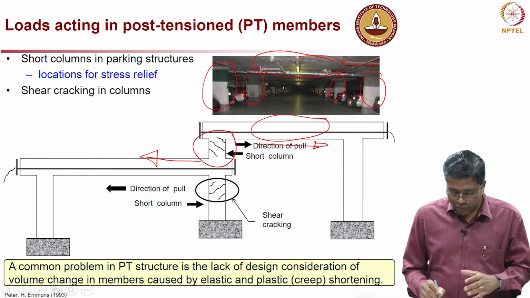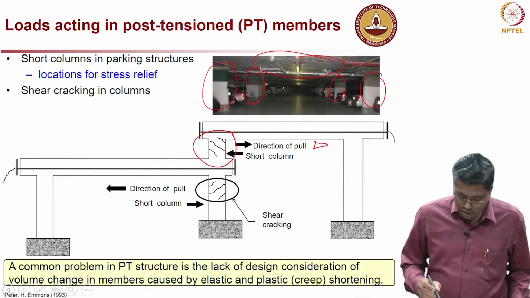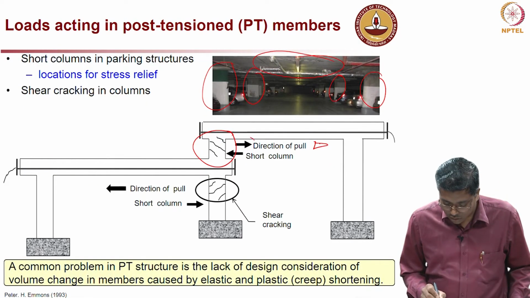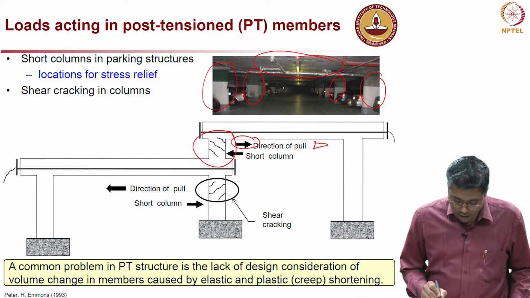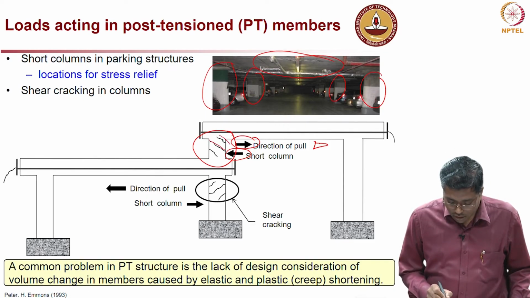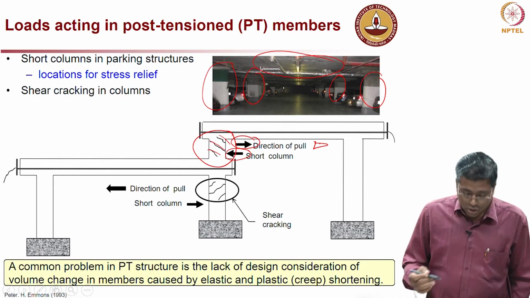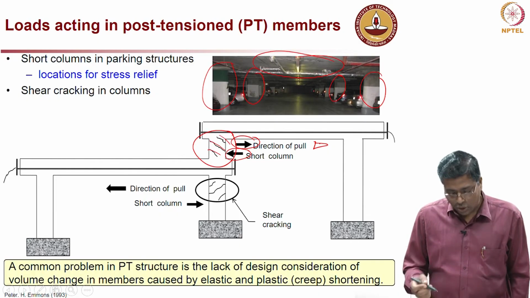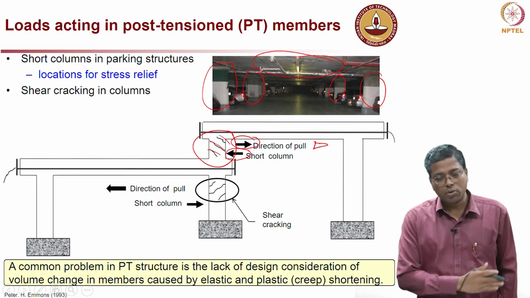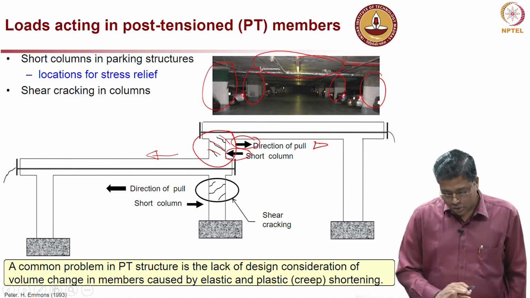Okay. So, because of this, indicated by these two black arrows, there is a direction of pull to the right, and the short column is trying to resist that, and that will lead to inclined cracks like this. Okay. Now, the short column is trying to resist, but at the same time there is also a possibility that the bottom slab is pulling the short column to the left side. So, whichever the reason.